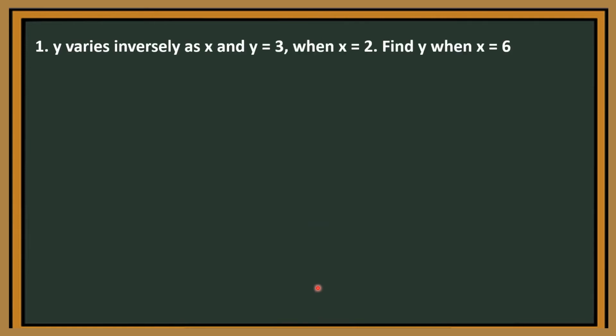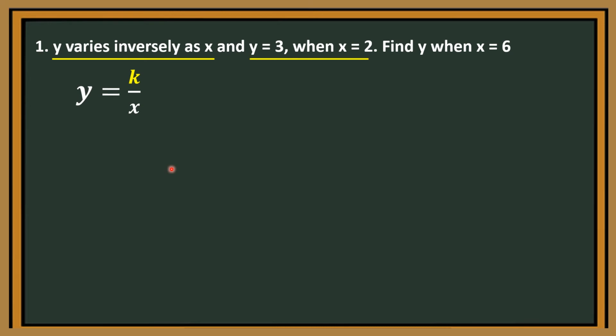Let's have here an example of problem. Y varies inversely as x, and y is equal to 3 when x is equal to 2. Find y when x is equal to 6. First, we're going to translate y varies inversely as x. In equation, that is y is equal to k over x.